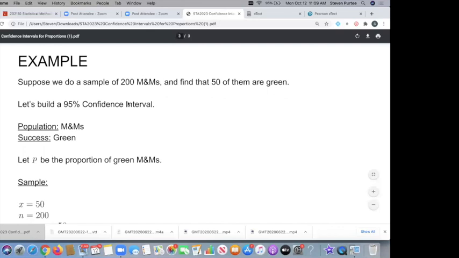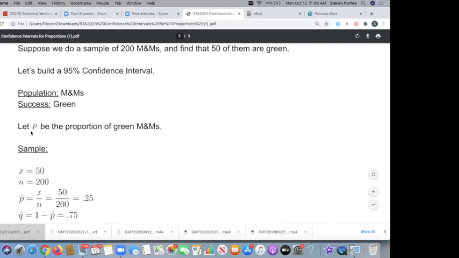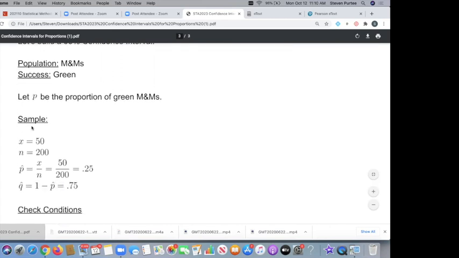So the first thing we have to do, just like we were doing on test 2, is identify our variable. So who's our population? Remember, population is a group, not a number. We're talking about M&Ms. Which M&Ms are we calling success? Well, since we're talking about green, let's call success green. Then this is what we're trying to figure out: P, the proportion of M&Ms that are green. That's what we're trying to estimate right there. I want to say something like 40% of all M&Ms are green. That's our goal.